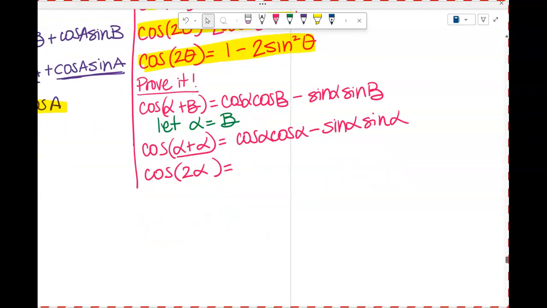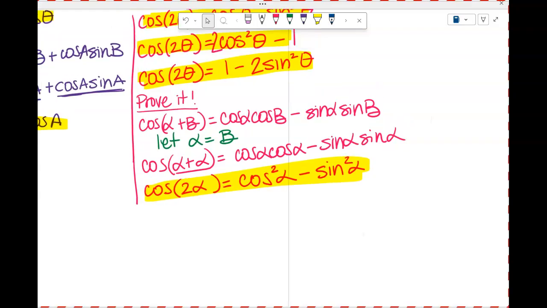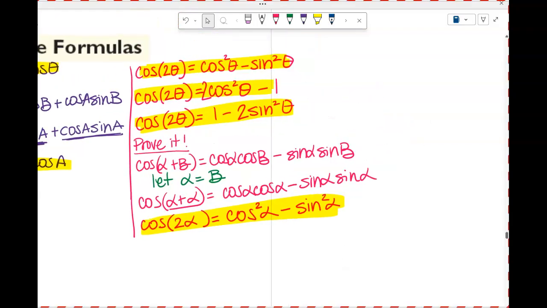All right, this one is going to say cosine of alpha times another cosine of alpha. So that's cosine square. And sine of alpha times sine of alpha is sine square of alpha. So this is your first one. Cosine of 2 alpha is the same as cosine square of alpha, take away sine square of alpha. So as you can see here, this first one is that.